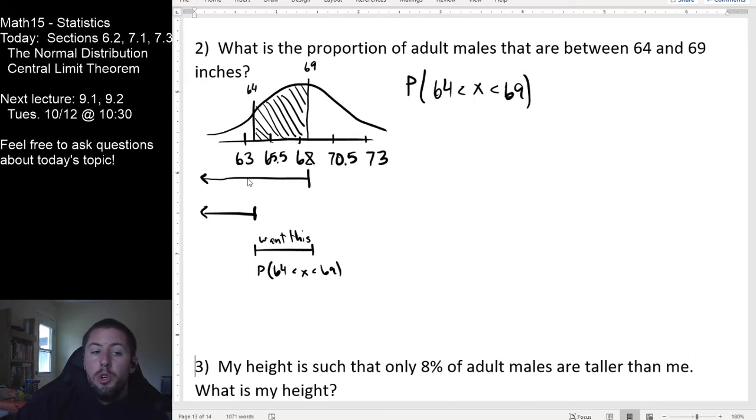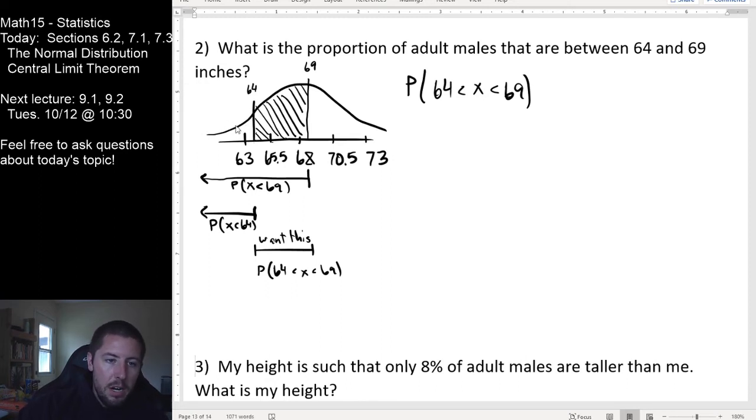I can do two individual probabilities to help me out with this. This first one that I've indicated here is just our probability that x is less than 69. This smaller one here is the probability that x is less than 64. So what I can do is find all of the area associated with x being less than 69. That would really give us 100% of the area to the left of 69, including this unshaded part.